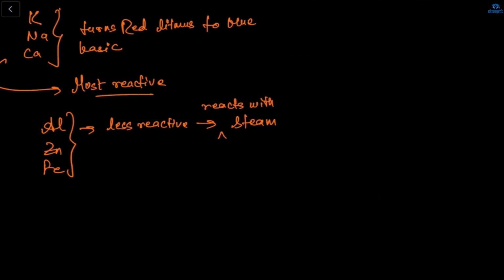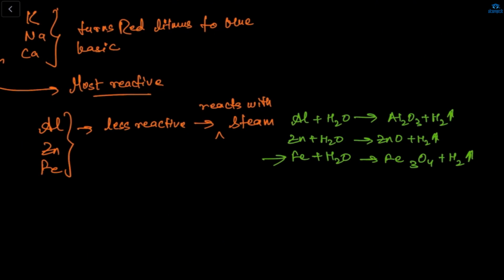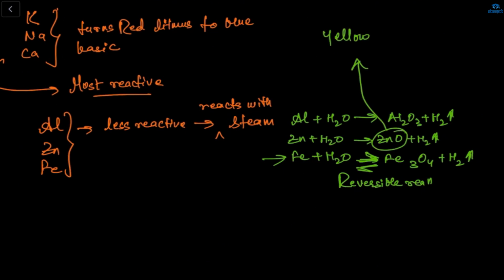Now, if it will react with steam, then what will be the chemical equation for Al? It will be Al plus H2O giving Al2O3 plus H2. For your zinc, Zn plus H2O gives ZnO plus H2. And for this iron, it will be Fe plus H2O giving Fe3O4 plus H2. But one main thing about iron is that it is a reversible reaction. It is a reversible reaction.